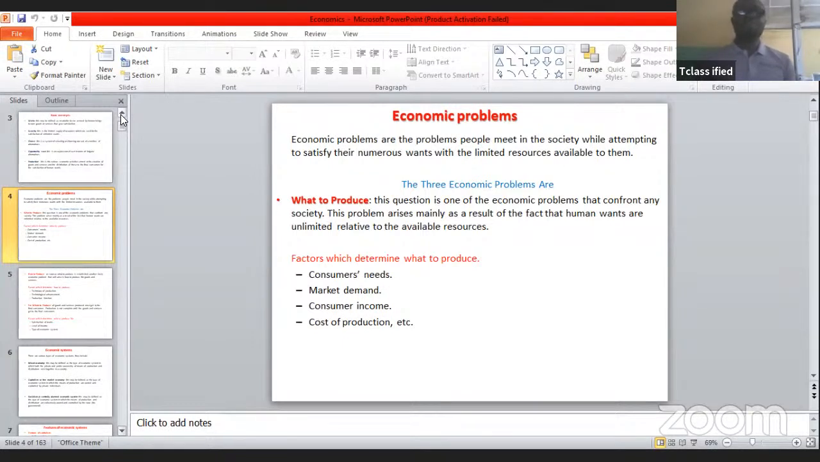So you need to ask yourself, what do I produce? And there are factors that determine what you produce. If I'm producing water, do the consumers need water? You have to produce what the consumers want. So in order to answer the question of what to produce, ask yourself, what do my consumers need?